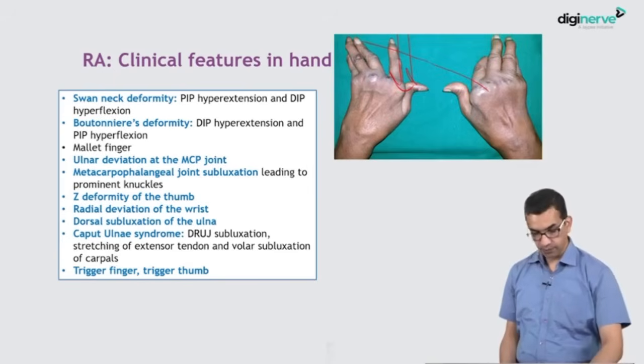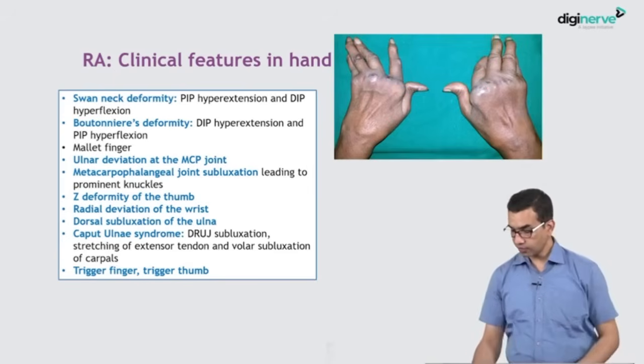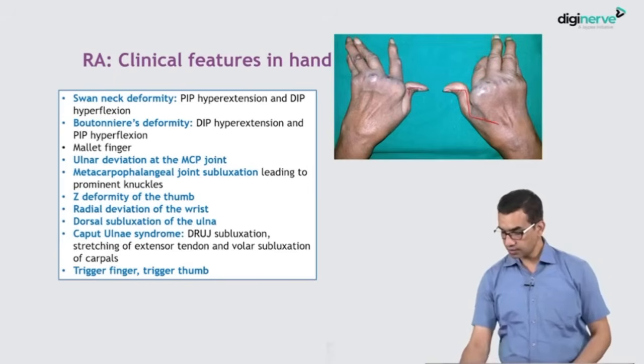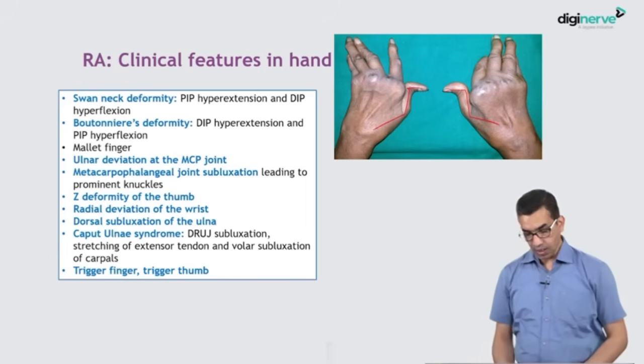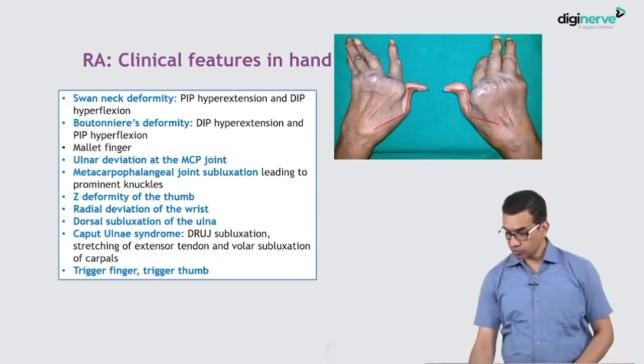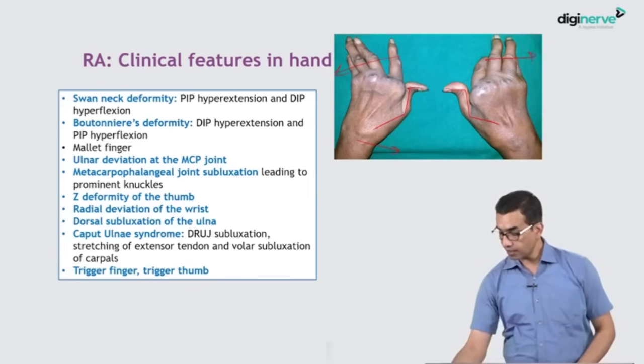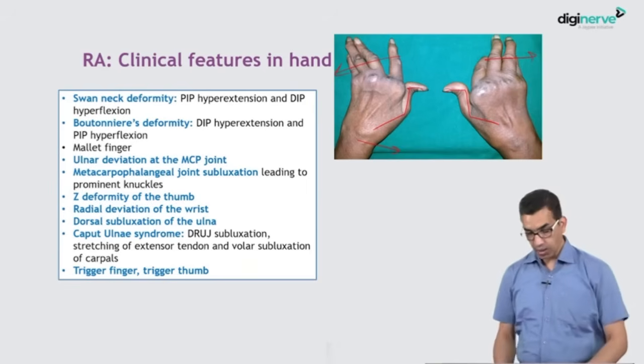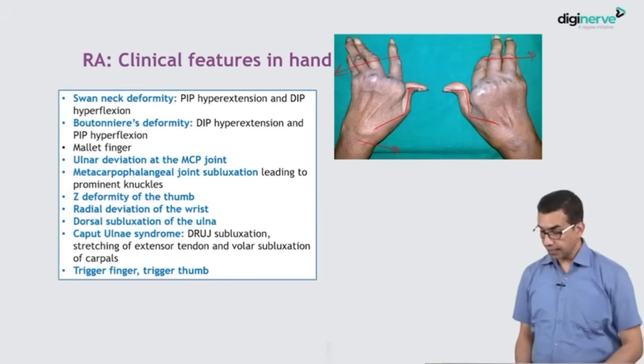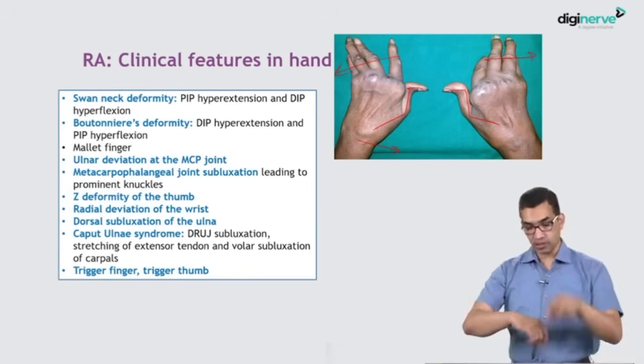How does it look like? You see, this is how the Z deformity of the thumb looks like. See this? This is the Z deformity of the thumb. Then radial deviation of the wrist. So the wrist deviates laterally, radially, fingers deviate ulnarwards. Remember this. Dorsal subluxation of the ulna. The ulna subluxates dorsally.